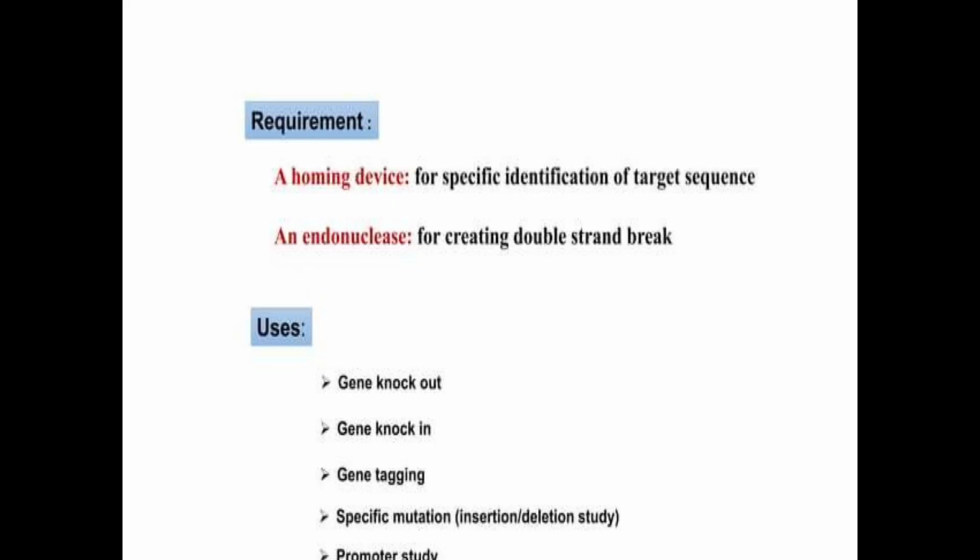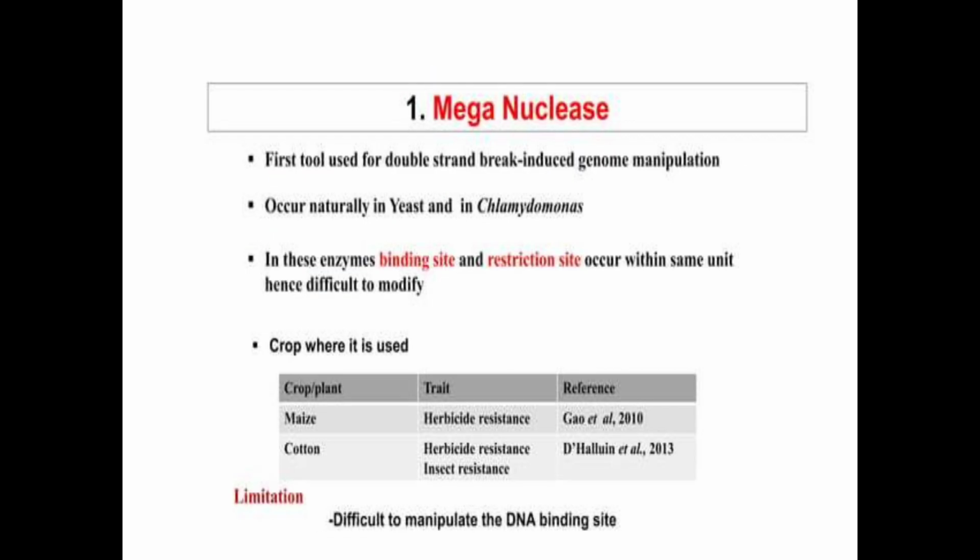What are the uses of this gene editing process? To create gene knockout, to find the function of the gene, or gene knock-in. If it is an important gene, when we do a knockout the gene will be defective and converted to a silent form, so that we can find out its function. Gene knock-in is utilized in the opposite way. We can also do gene tagging, tag a particular gene, or specifically insert or delete nucleotides for mutation purposes, and we can do promoter studies to see how the gene is controlled by the promoter, regulator and operator.